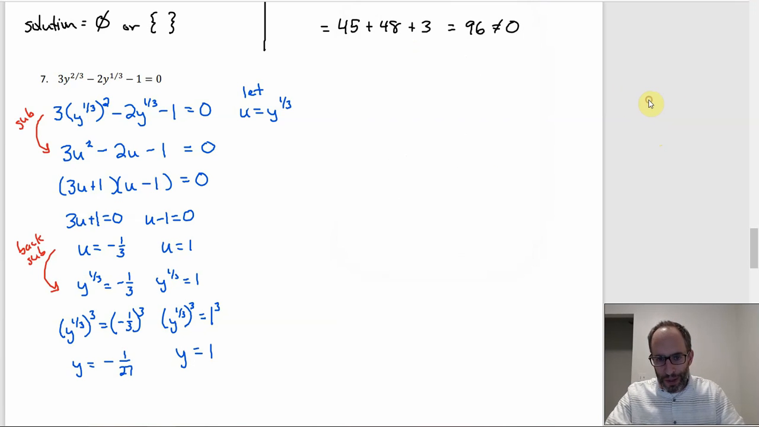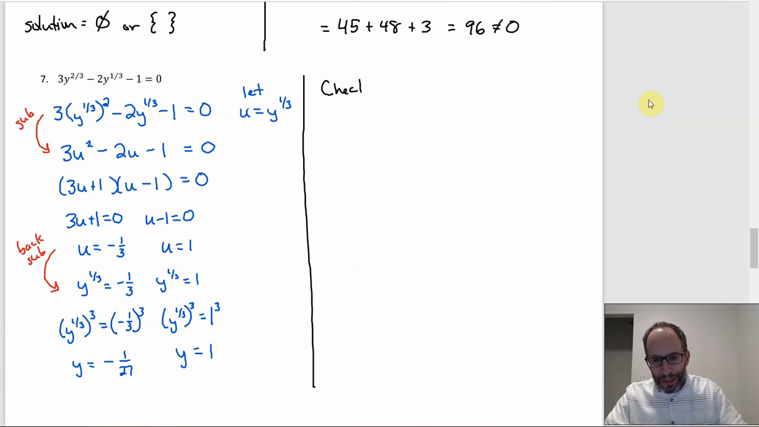I guess we've been doing black for the check. Keep that going. All right, so for the check, first one would be, just going left to right, the negative 1/27th, because that's the one that looks like it's going to be trouble.